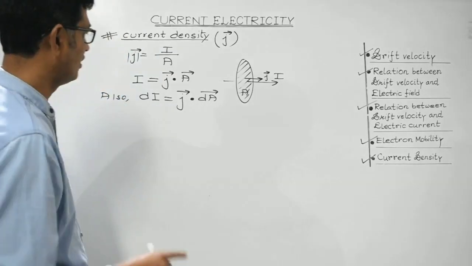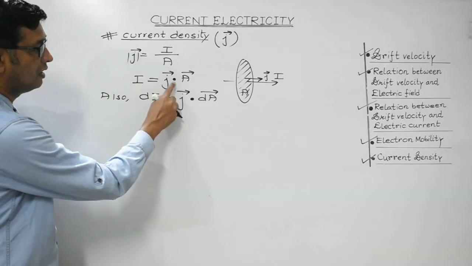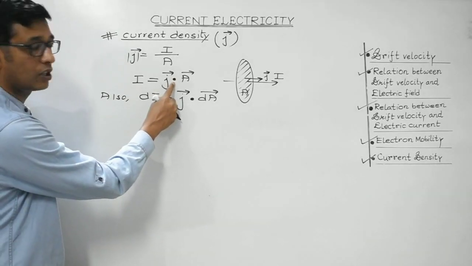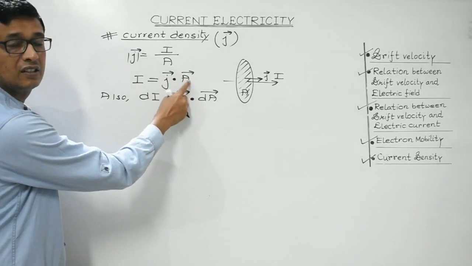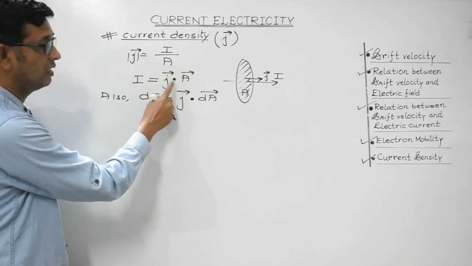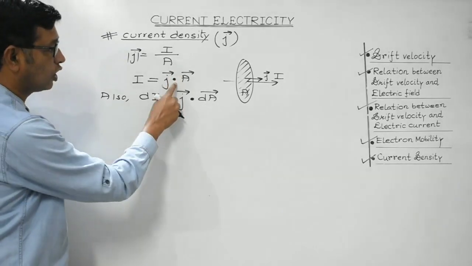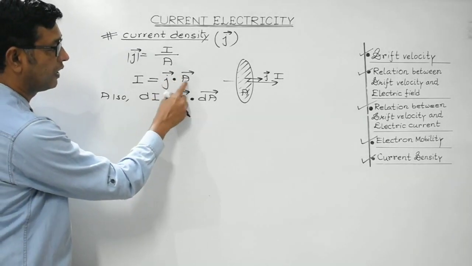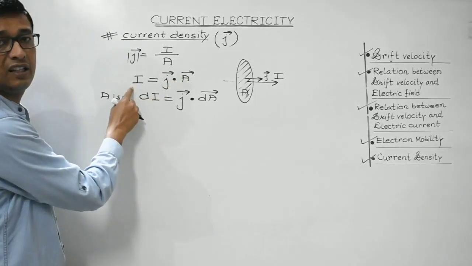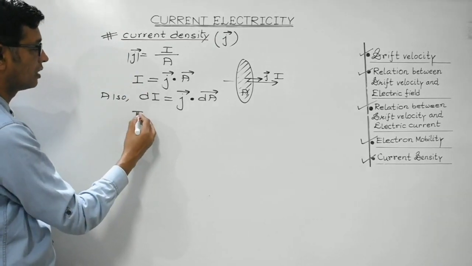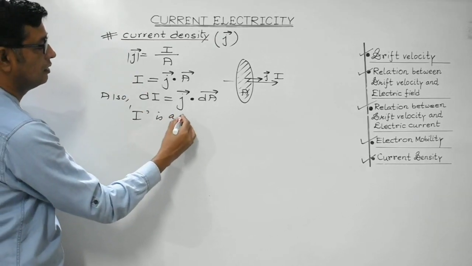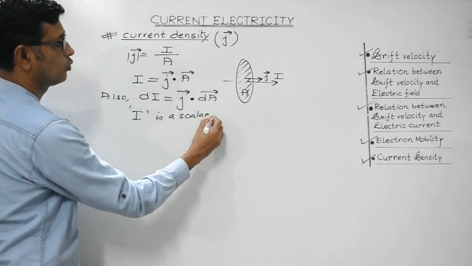And the second reason, look, here current is given by the dot product or the scalar product of two vector quantities. This is the current density, which is a vector quantity. Area vector, it is also a vector quantity. And we are already aware the dot product or scalar product of two vector quantities is always a scalar quantity. So students, always remember, current is a scalar quantity.